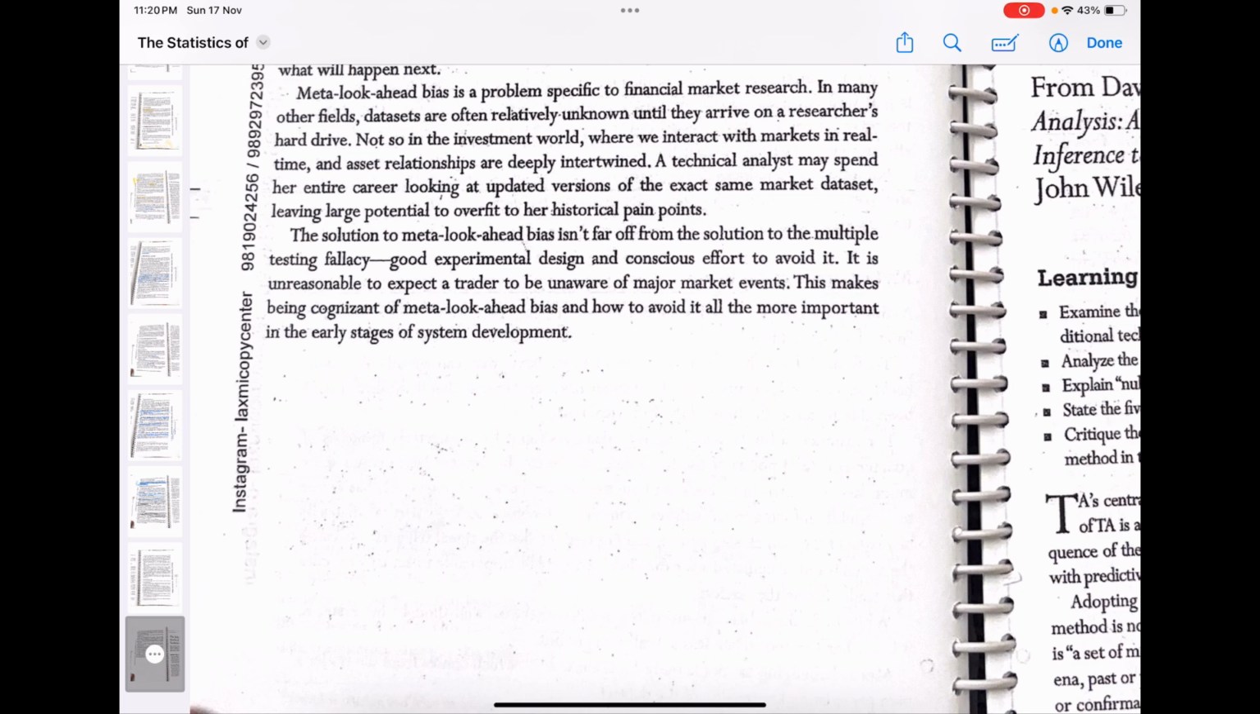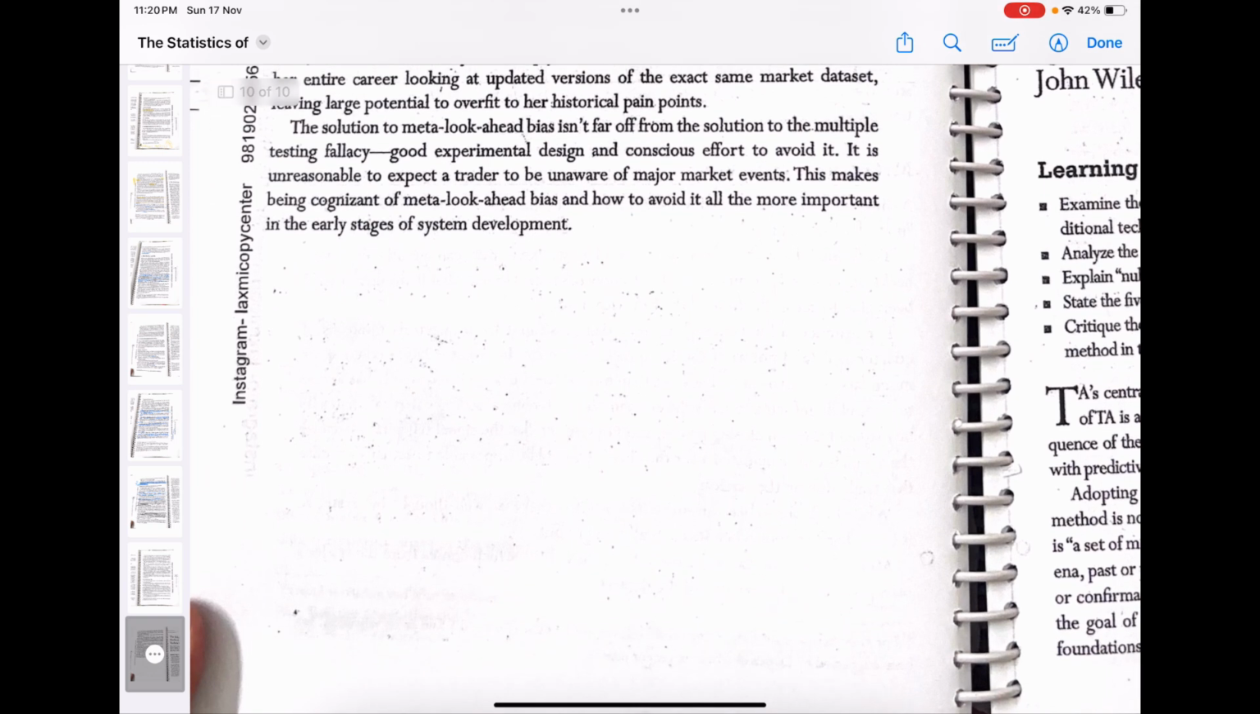Meta look ahead bias is a problem specific to financial market research. In many other fields, data sets are often relatively unknown until they arrive on a researcher's hard drive. Not so in the investment world, where we interact with markets in real time and asset relationships are deeply intertwined. A technical analyst may spend her entire career looking at updated versions of the exact same data set, leaving large potential to overfit to her historical pain points. The solution to meta look ahead bias isn't far off from the solution to the multiple testing problem: good experimental design and conscious effort to avoid it.